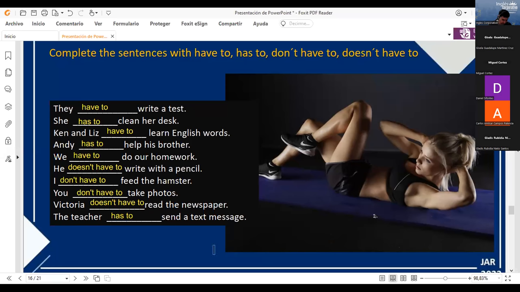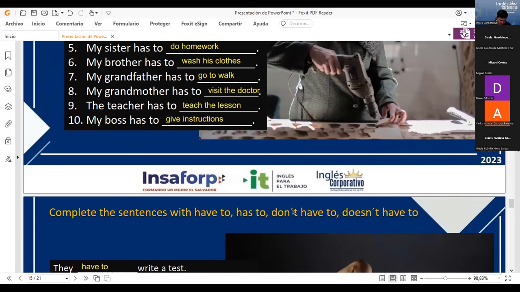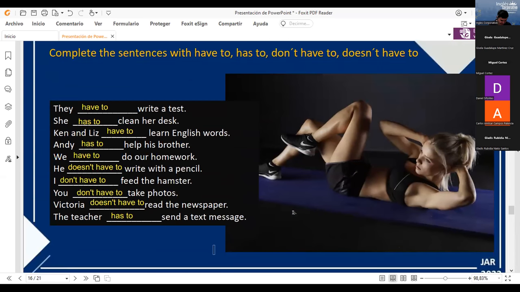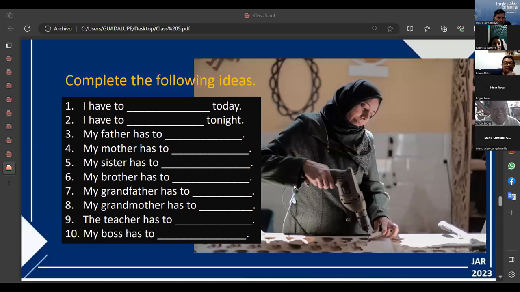Finish. Yes, finish. Wow. Very fast. Very fast. They are your classmates. Excellent. Good job. Practice. We'll practice. I'm going to check number one. Excellent. Good job.